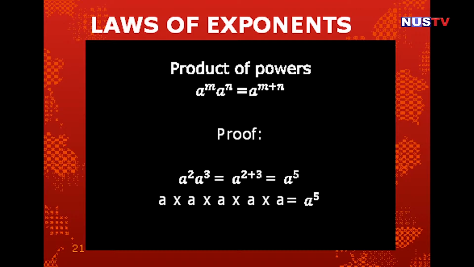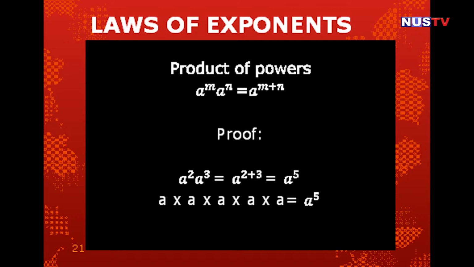Normally you are always being told all these laws, but we want to know how did this law come? Where did it come from? Okay, so let's have a proof. Have a look at a to the power of 2 multiplied by a to the power of 3. According to the law of exponent and products of power, it is going to be equal to a to the power of 2 plus 3, which is equal to a to the power of 5.